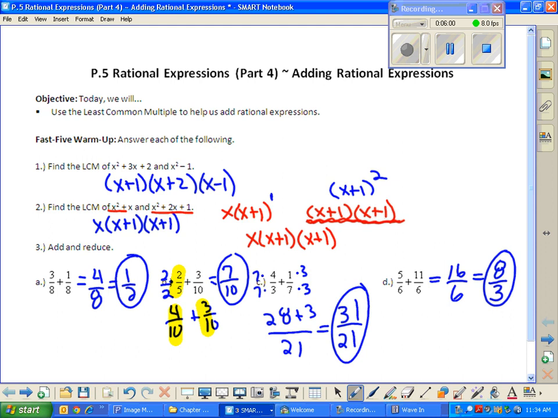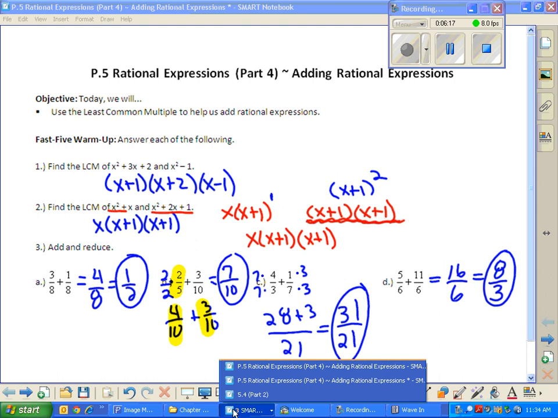It is the exact same process for when we add rational expressions. So like I'm trying to tell you, I've said it a couple times. I know I'm repeating myself. I sound like a broken record, but the process is exactly the same. So let's do it. Giddy up.